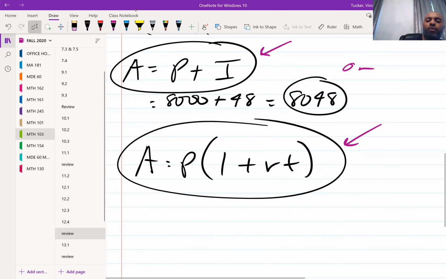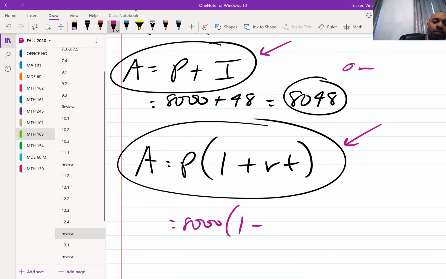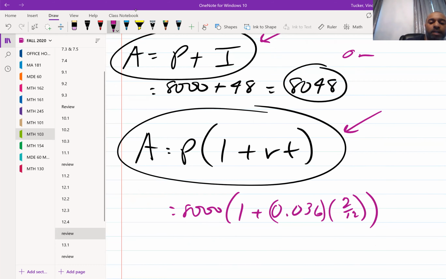If you know how to do formulas, this one would actually be the easier way, because all you're doing is 8,000 times 1 plus that 0.036 times 2/12, and you would put it in. You can put it in the calculator like that if you have that type of capability, and it would just give you 8,048.